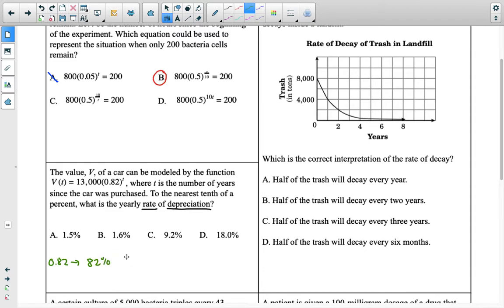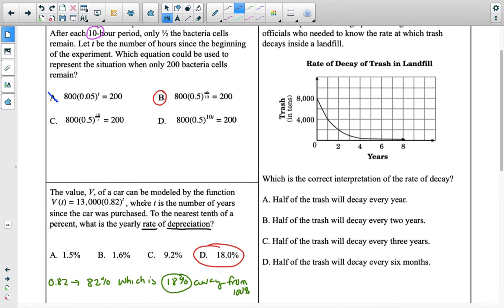We determine how far away that is from 100, which is 18% away from 100%. So 18% is our rate of decay. So our answer is D, 18%, because it's a rate. We take our factor and determine how far away from 100% it is.